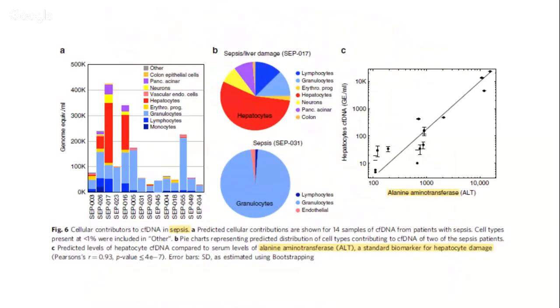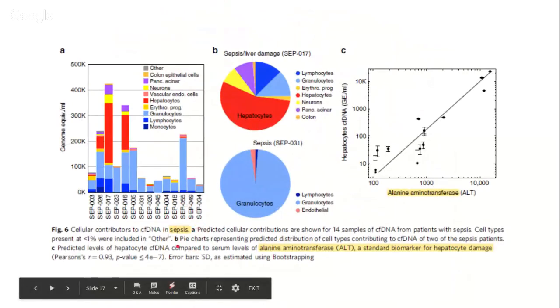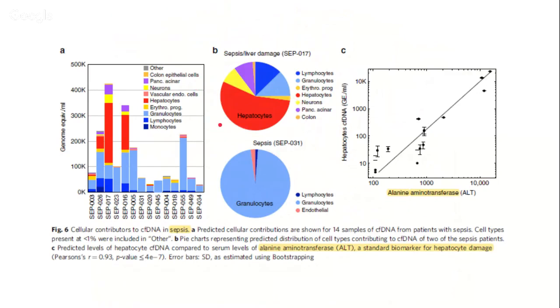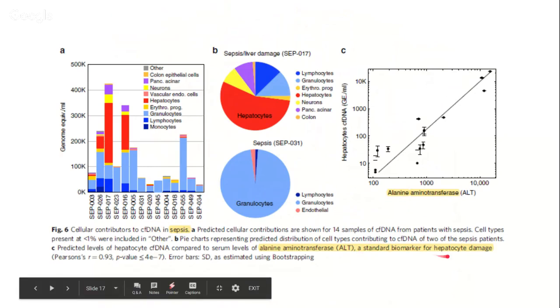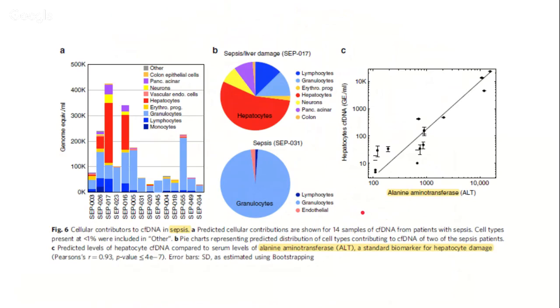A different case, sepsis. What does alter the cfDNA content in the case of sepsis? Well, lots of hepatocytes, like hepatocyte marks here. And also they did this correlation with alanine aminotransferase expression, which is a standard biomarker for hepatocyte damage. So again, measuring the DNA in our bloodstream outside of cells in different conditions, they can measure different contributors to this DNA in these different conditions.